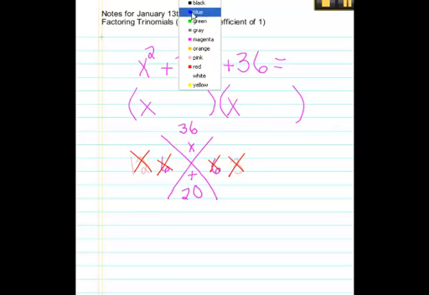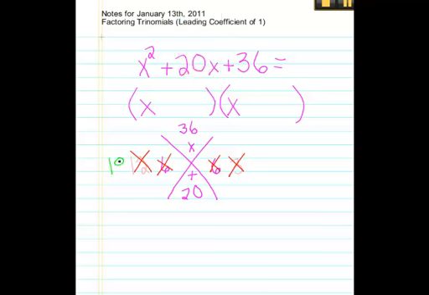And I'm not going to run through every color here. Let's see what green looks like. For the sake of getting this one done before the podcast runs out of time, let's try 18 and 2. 18 times 2 is 36. 18 plus 2 is 20. So we know then that our binomial would be x plus 18 times the group x plus 2. And we can check it again by FOILing this out.